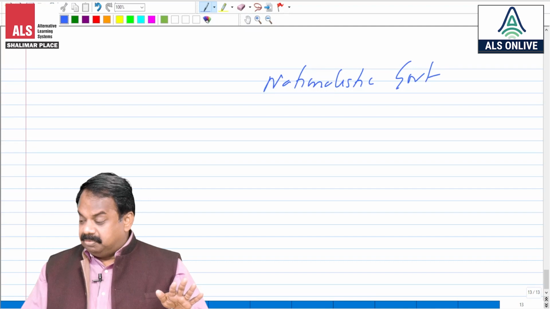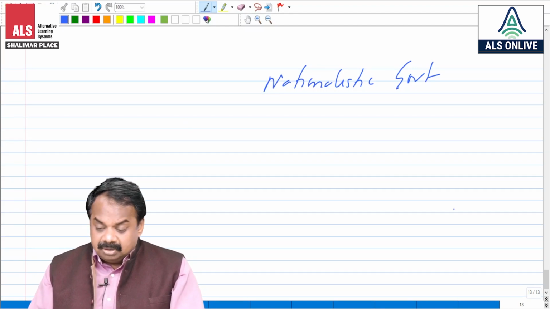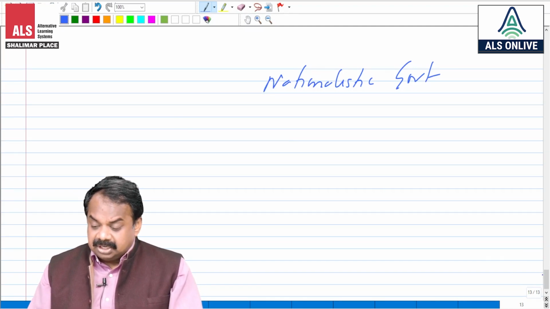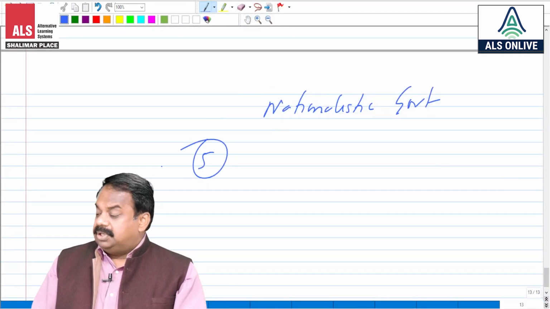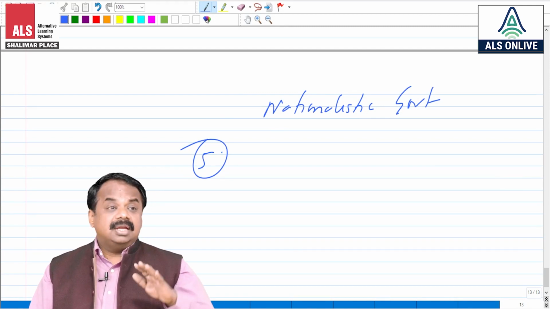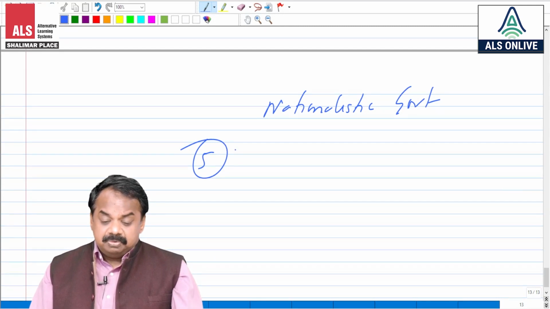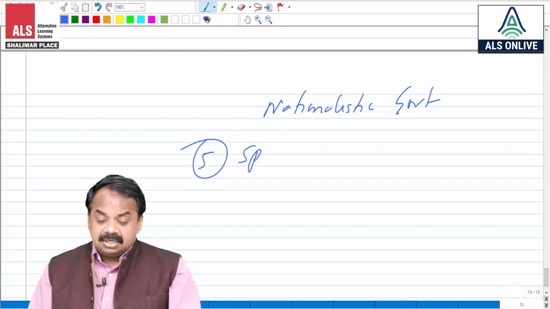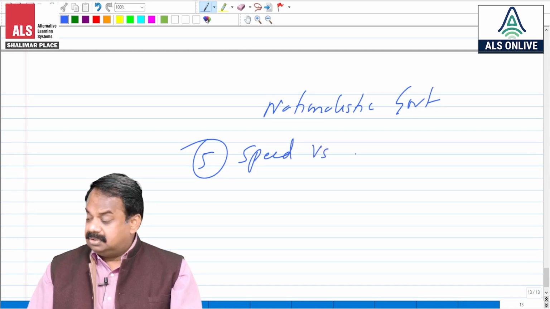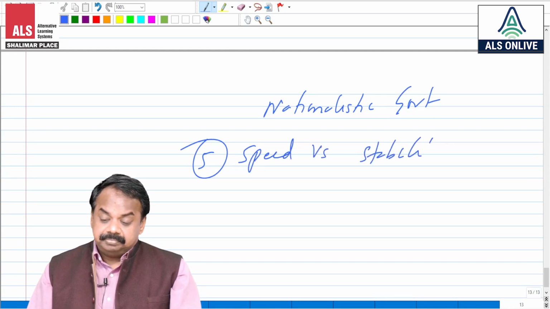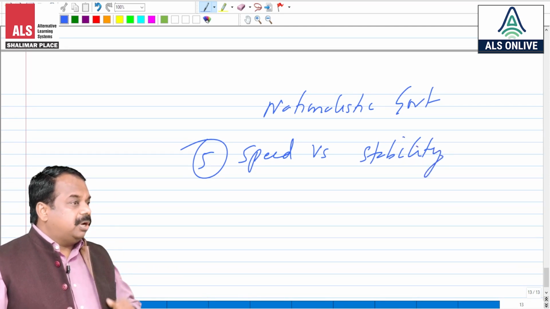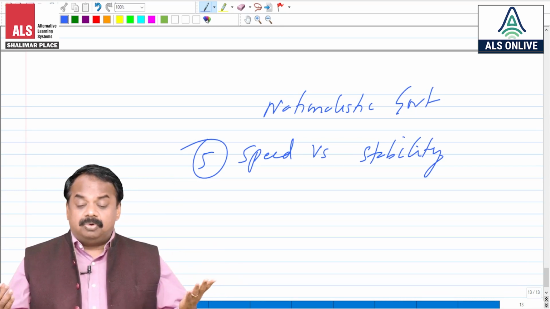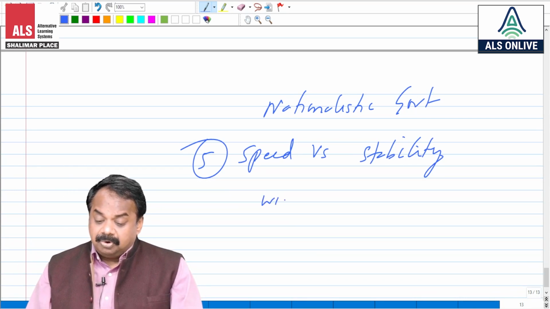Supreme Court has yet to give a verdict. And moreover, a fifth point I would like to add here is that many independent experts are saying there should always be a consideration between speed versus stability. You are trying to make a wider road for what? Wider road for speedy movement.